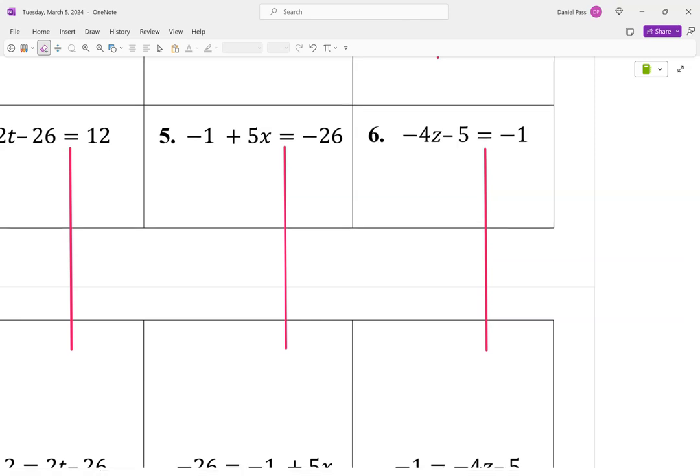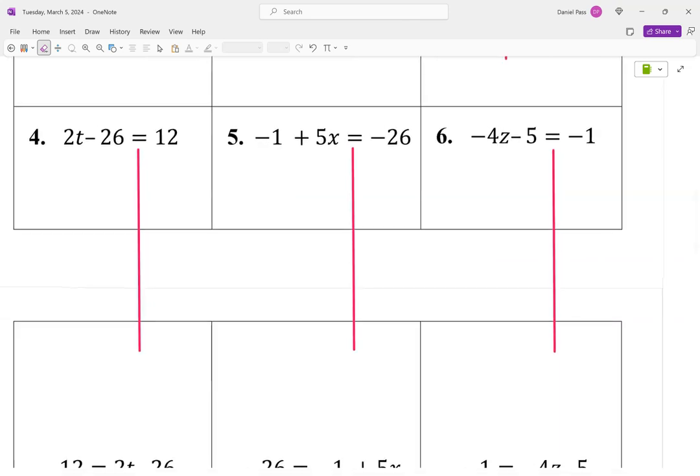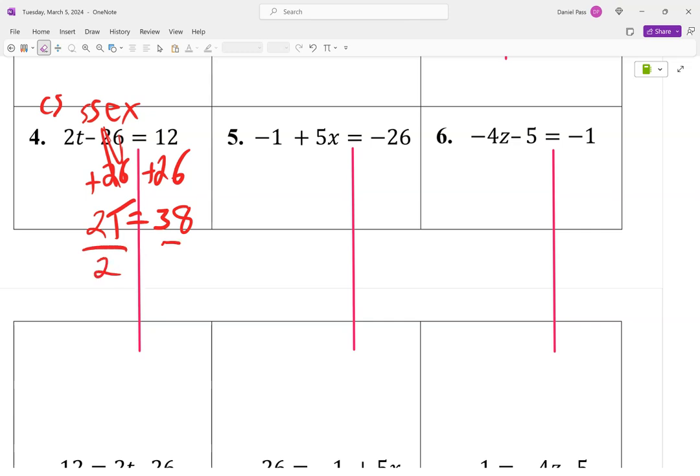All right. Let me do this next one super quick. Okay. Plus 26 on both sides. 2t equals... Oh, I should have done superstar, co-star, extra. My fault. All right. What do we get? 38 divided by 2. And we get t equals 19. And I'm not going to check it because we don't have time.